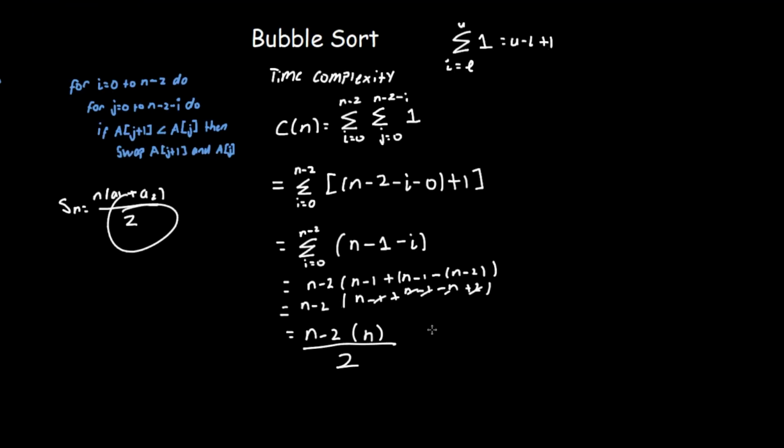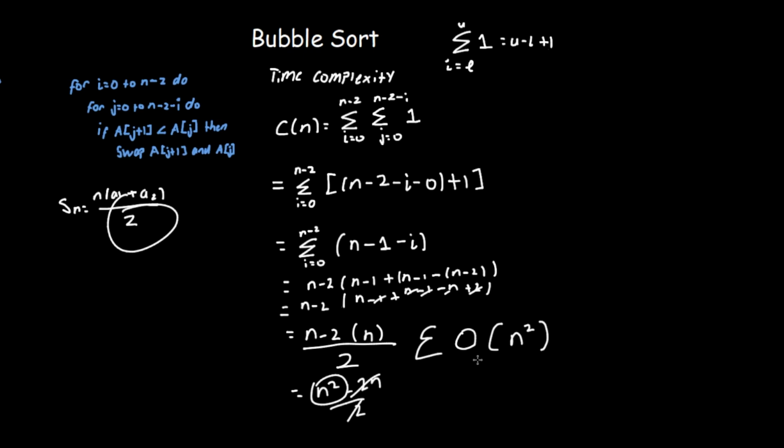Now we know this is an element of O of n squared. How do we know this? Well, if you expand it, it would turn out to be n squared minus 2n over 2. In big O notation, you only look at the higher order term, so 2n goes away, and you get rid of the constants, so it would just be n squared. So it's an element of O of n squared. So this is the worst case time complexity, the best case, and the average case.